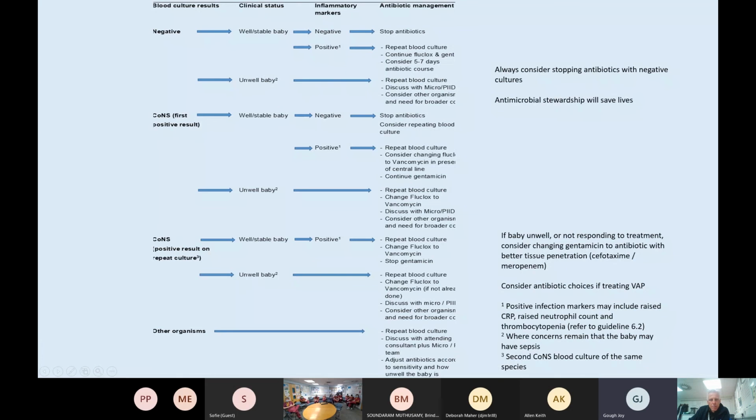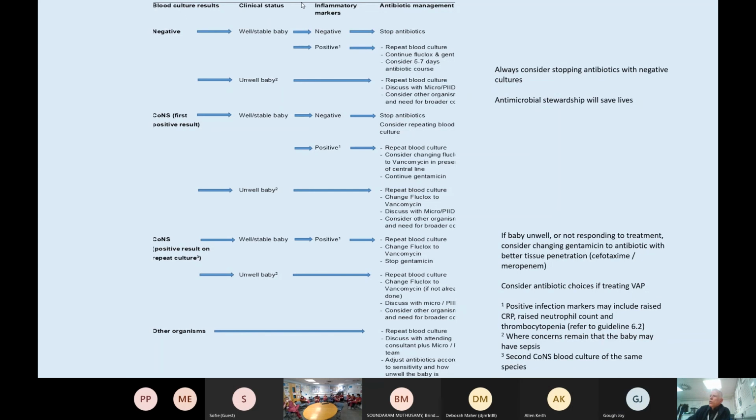Tim, if a baby's come from somewhere like Lewisham, which springs to mind, that uses amikacin, but not because they've grown a resistant organism, should we continue the amikacin, or do you usually switch them to our protocols if it's not proven that they've grown a gent-resistant organism, for example? So I did mean to mention that. Thank you for bringing that up.